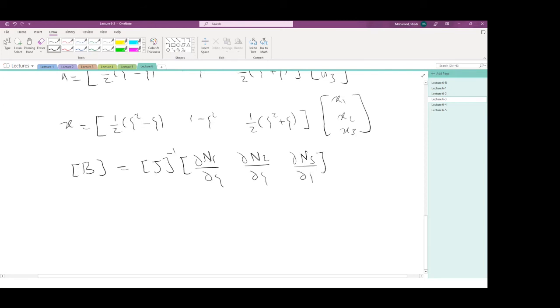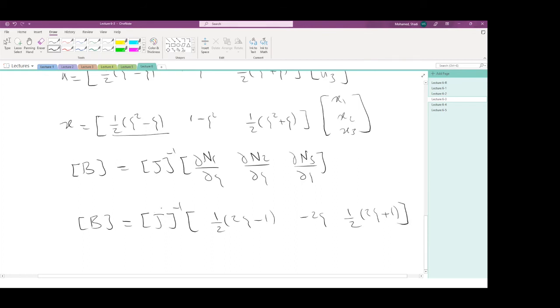So first I need to find the derivative of these shape functions with respect to xi, and then I need to find the inverse of the Jacobian. I'm going to start with the first one, the derivative of the shape functions. For the time being, let us assume that you still don't have the Jacobian. So the derivative of the first shape function is half multiplied by 2 xi minus 1. The second one is minus 2 xi. And the last one is again half, 2 xi plus 1.